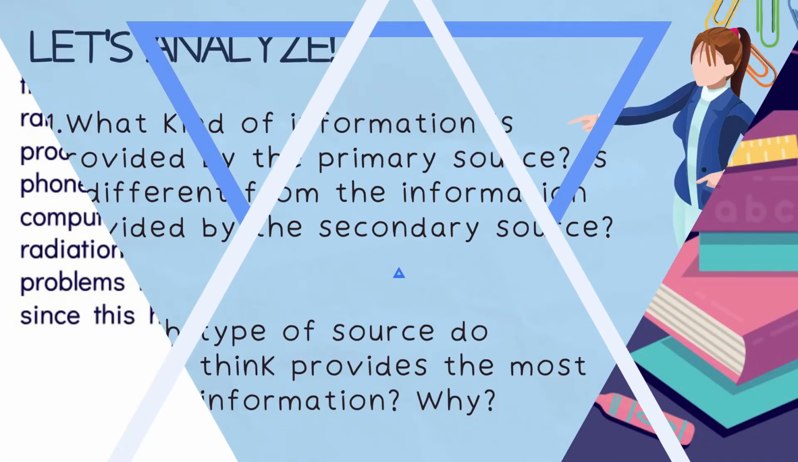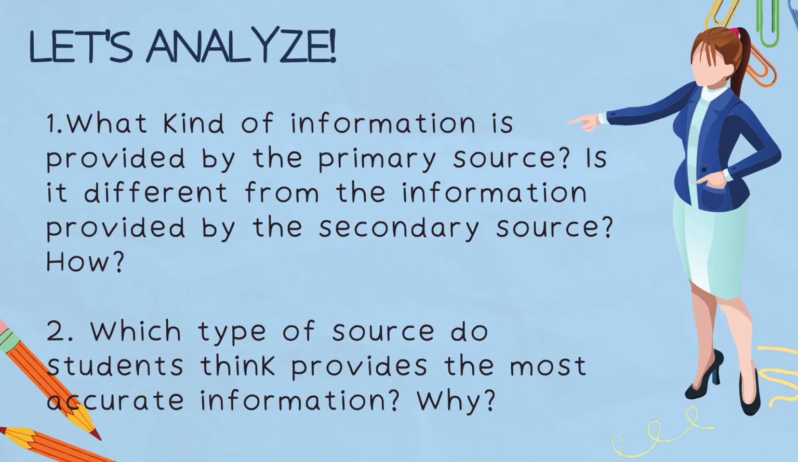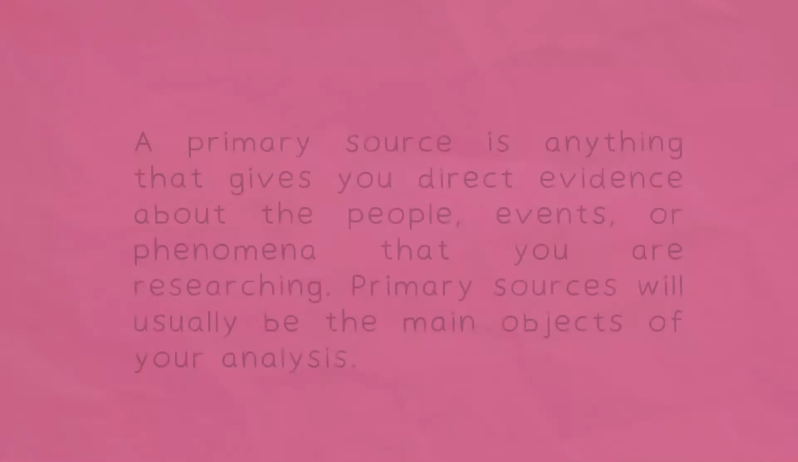What kind of information is provided by the primary source? Is it different from information provided by the secondary source? How? Answer it. Okay, are you done? Number 2. Which type of source do students like you think provides the most accurate information? Why? Answer it also. Are you done? Alright, so let's proceed.